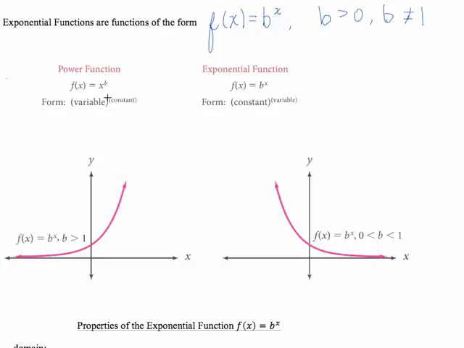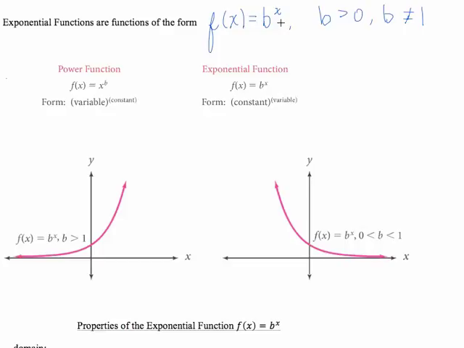Exponential functions are different than power functions, which are like polynomials. Polynomials are of the form x to a number, like x cubed, x squared, or a line would be x to the first. An exponential function is of the form a number to the power of a variable. It's called an exponential function because the variable is actually in the exponent. The x is in the exponent.